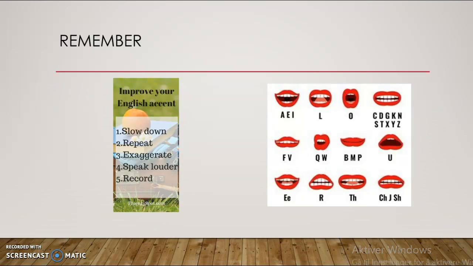Repeat. Repeating makes you automate the different sounds.